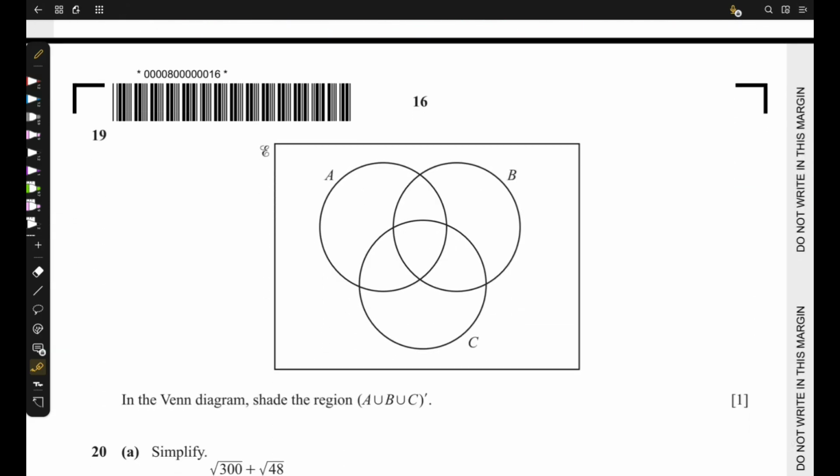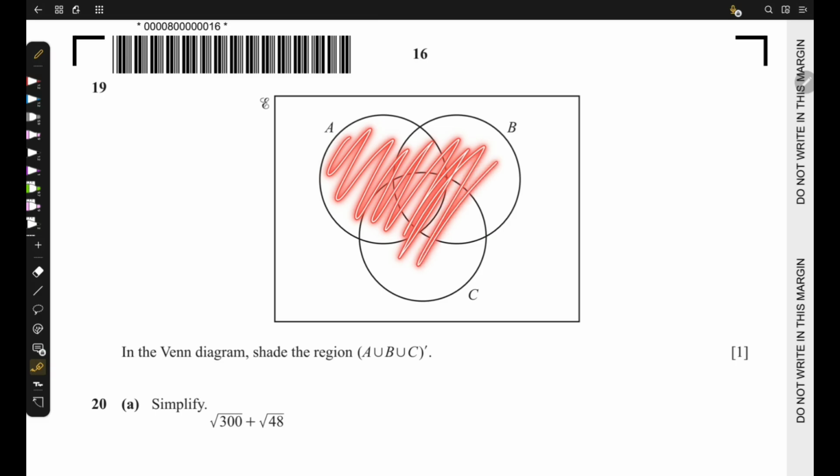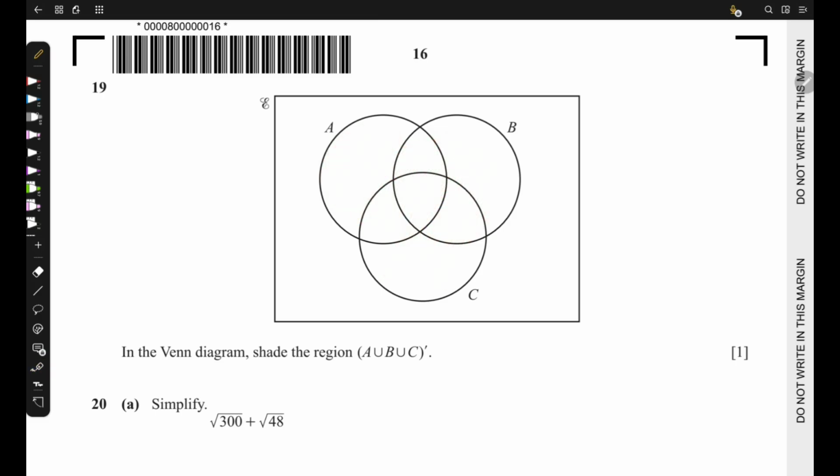Moving on, question number 19, that is related to sets. In the Venn diagram, shade the region (A union B union C) whole complement. So it's very easy. The (A union B union C) whole complement means, first of all, we have to take the union of all of these three sets, and then complement means we have to ignore this union. So the answer would be the outer portion.